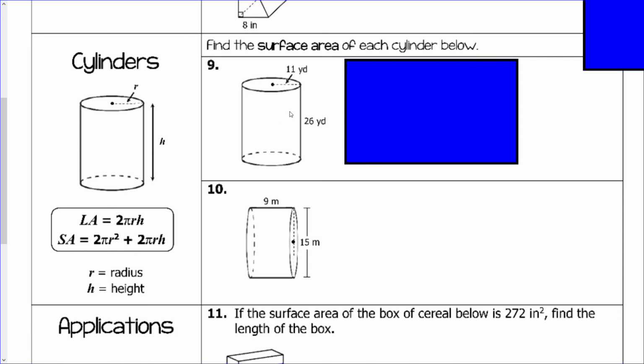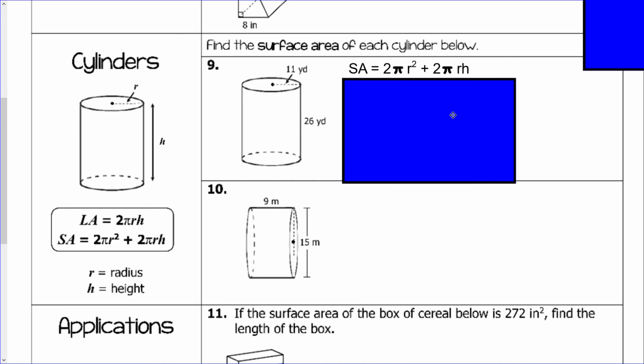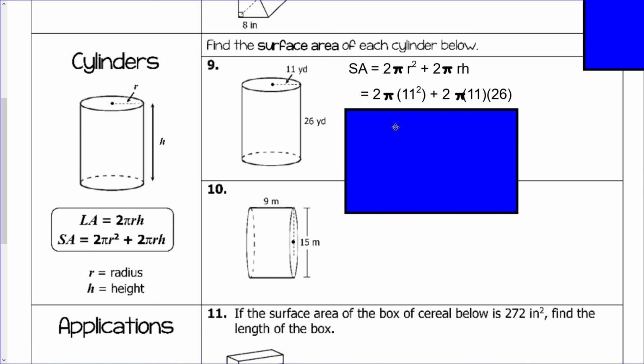Okay, so let's do this example number 9 here. So the radius is of course 11. Again, be careful whether they're giving you radius or diameter. Okay, and the height will be 26. It is sort of nice with cylinders that really there are only those two things. There isn't anything else you're going to need to know. So you really only need those two things. It makes things a little simpler.